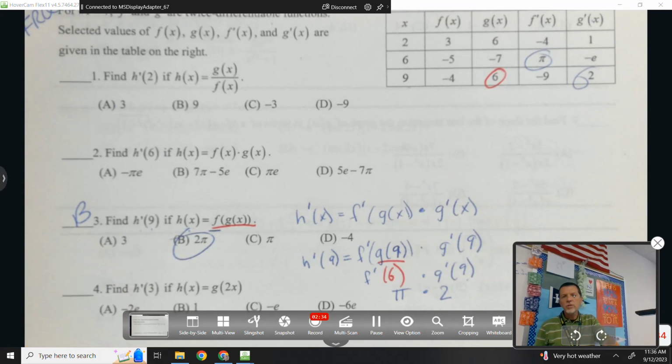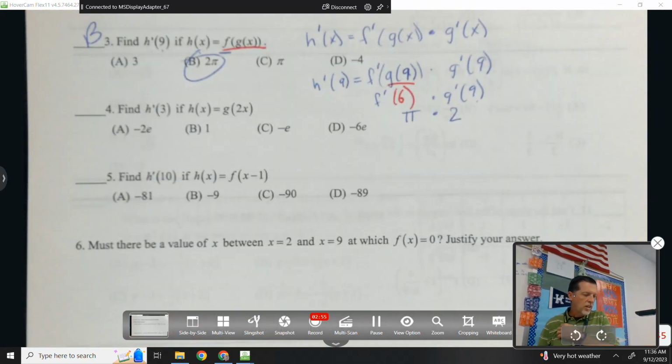So those are good questions because they don't take much time. There's not a lot of computation. There wasn't anything crazy, weird derivative rules. You just had to know chain rule and how to use the table. So I'm expecting you guys to do well on the free response questions.